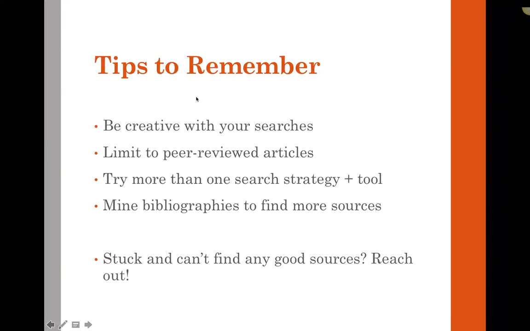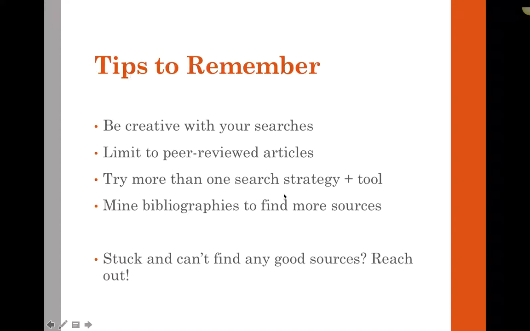So some of the tips to help you when you're doing your searches is to be creative with your searches. I've been looking for blended families. I might also want to look for step families as an alternative. I searched for blended families and children. I could try blended families and teenagers to focus just on teens. So play around with the terms that you use to help you find additional sources. Again, you can limit to those peer-reviewed articles only if that's important.